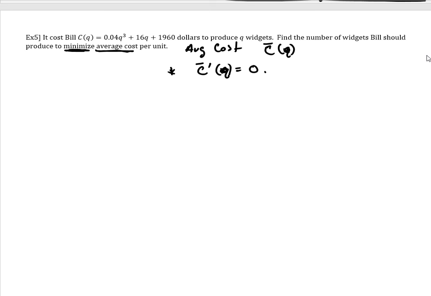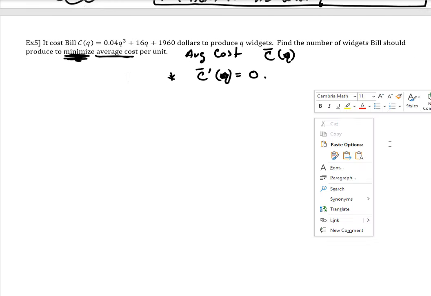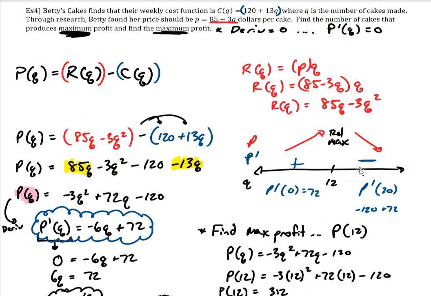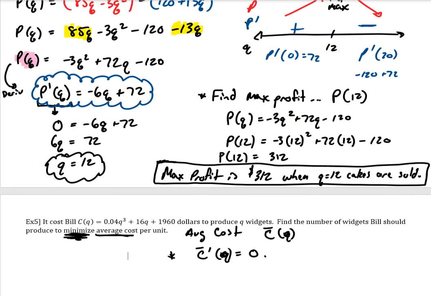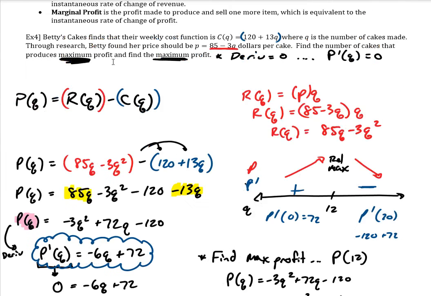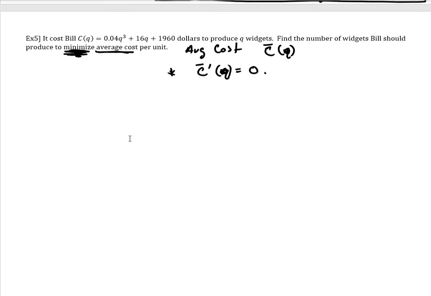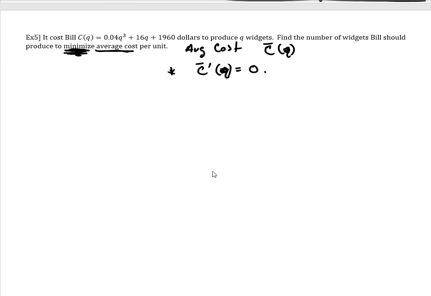Here's our derivative of the average cost that we need to set equal to 0, because again, we see minimize is the word, or maximize. Notice it's the same process. When it was maximize, I still needed the derivative and needed to set it equal to 0, so it works the same way. All right, so let's do this. So first step is let's get the average cost.